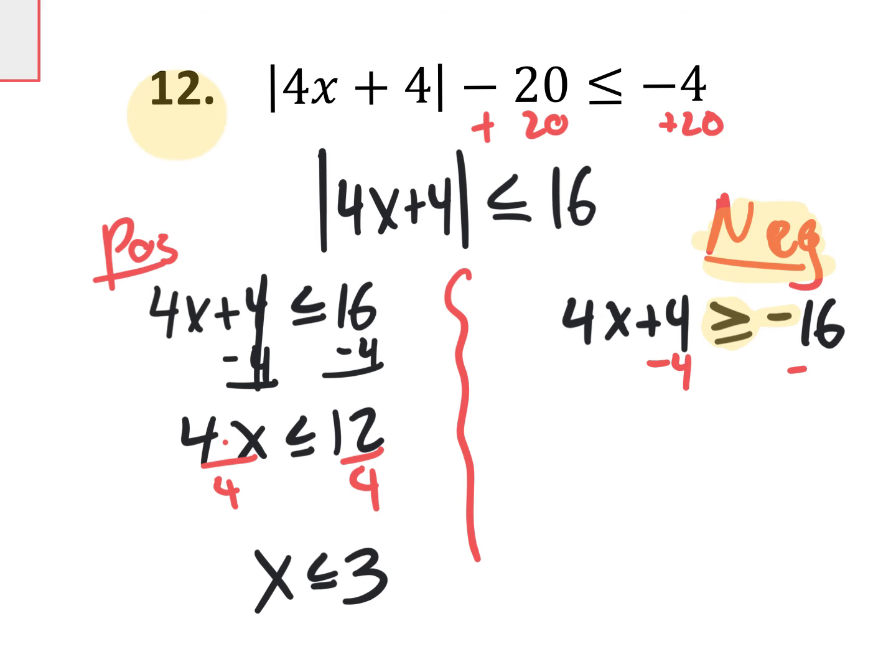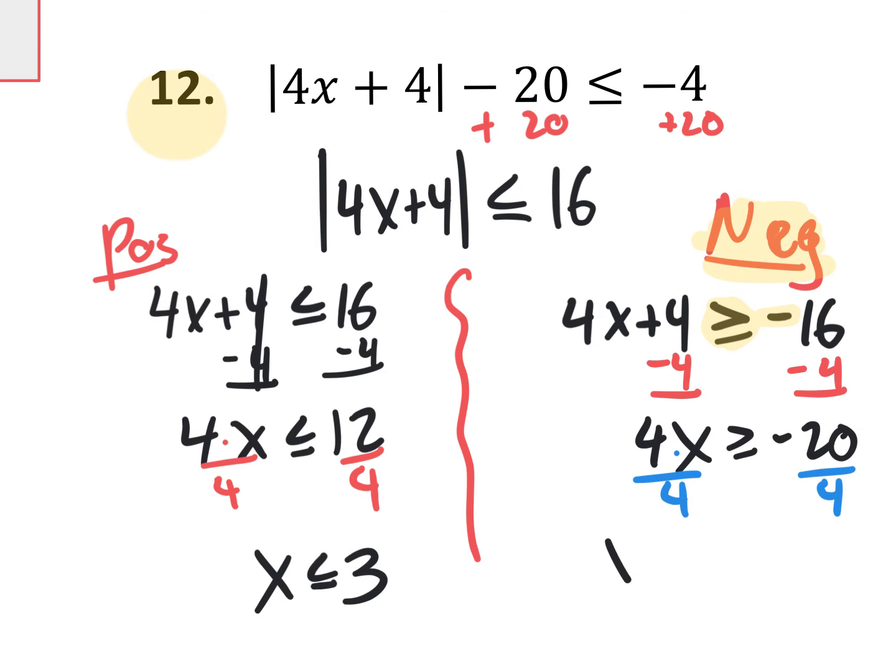Let's subtract 4, subtract 4. We will end up with 4x is greater than or equal to negative 20. Final step is to divide by 4, divide by 4. So we have x is greater than or equal to negative 5. And I did not flip the inequality because I did not divide by a negative.